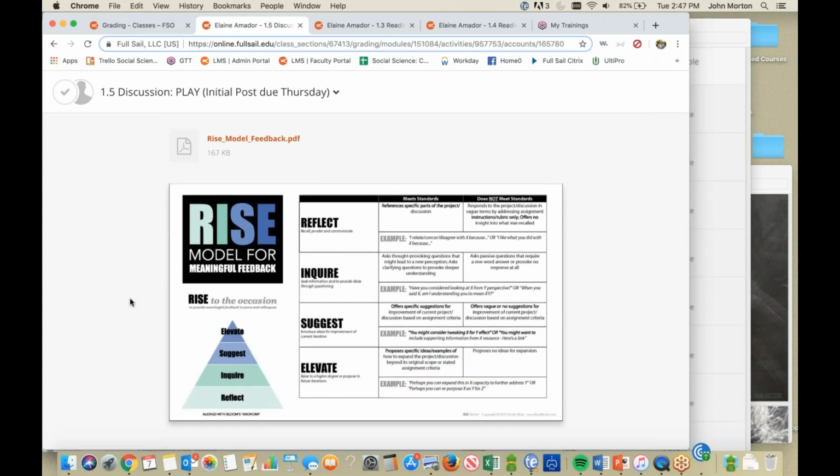We're using the RISE model for giving feedback, and the RISE model stands for reflect, inquire, suggest, and elevate. So there are examples that they go through with that, but just keep this in mind when you're giving feedback. It's nice to know that this is a good way to give very thoughtful feedback. So I think it's really helpful. And I think people really like it when you give them meaningful feedback.